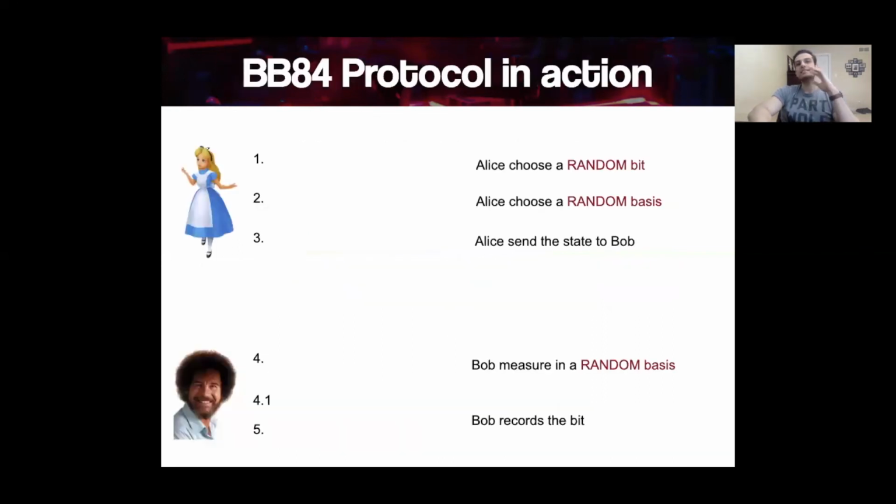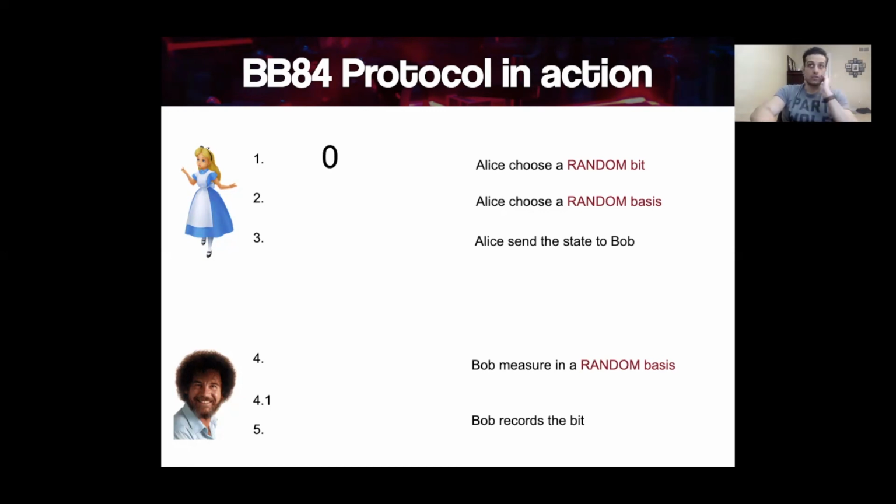I think the easiest way to understand this protocol is just to see it in action. This is a slide I took from the outreach programs at IQC. The only change is I used Bob Ross here. I figure if you have the choice to choose any Bob that you want, the correct answer is going to be Bob Ross. Anyways, we want to create a key. So we're not sending a message here, we're finding a way to securely send a key.